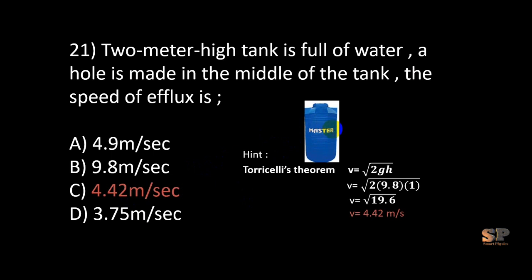है कि इस सुराख पर से जो फ्लूइड बाहर निकल रहा है इसका स्पीड क्या होगा। According to Torricelli's theorem, we know that V is equal to root 2gh, where V is the speed, g is the acceleration, and h is the height of the fluid. Torricelli's theorem is actually an application of the Bernoulli equation. And here the tank is 2 meter height and the height of the fluid is 1 meter because we made the hole in the middle of the tank.